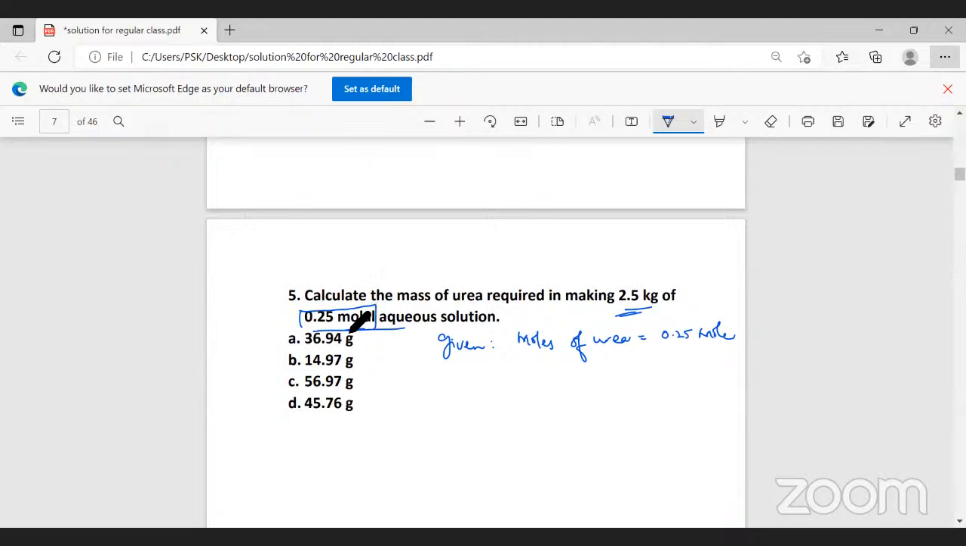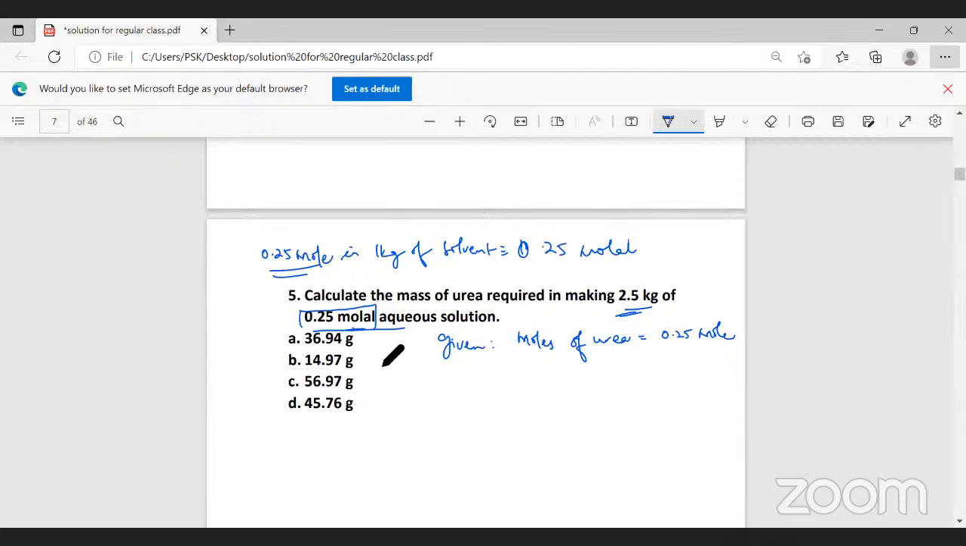They have given 0.25 molar. What do you mean by 0.25 molar? 0.25 moles in 1 kg of the solvent. This is 0.25 molar. This gives you the concentration. We learned yesterday in detail.